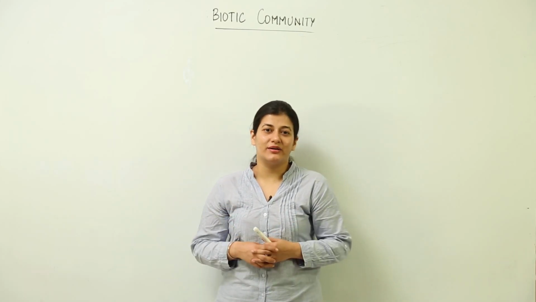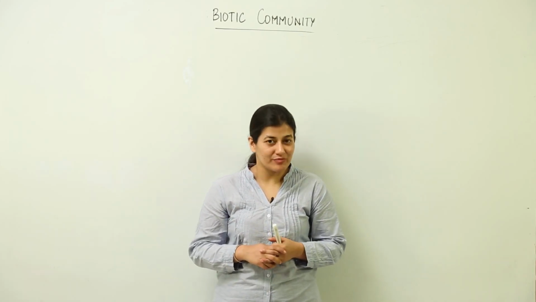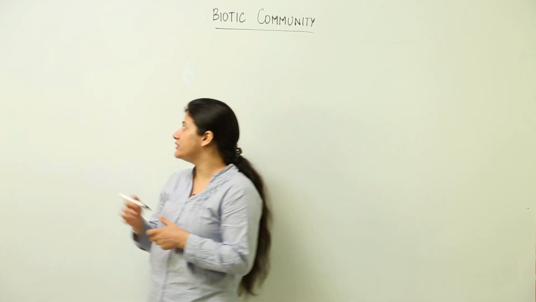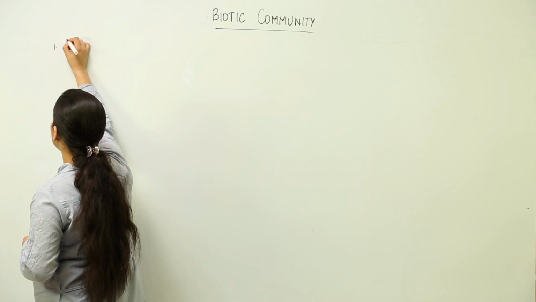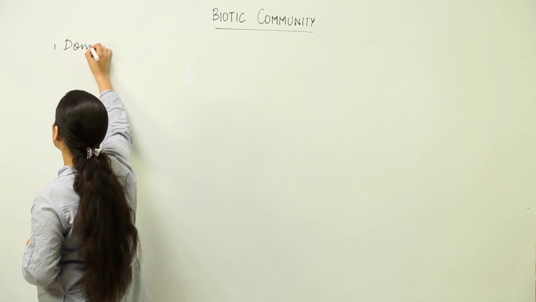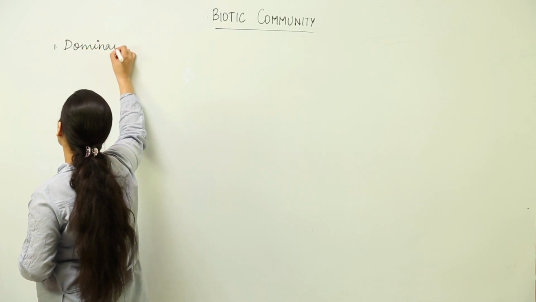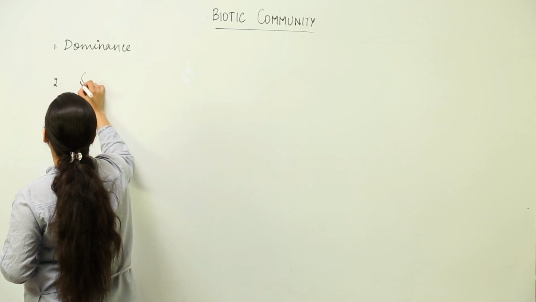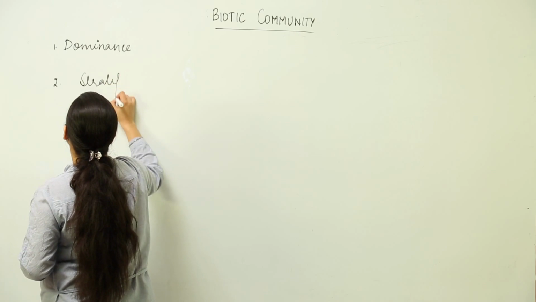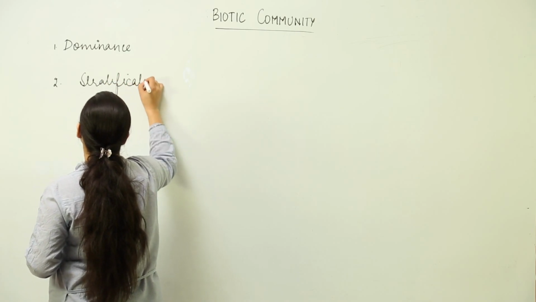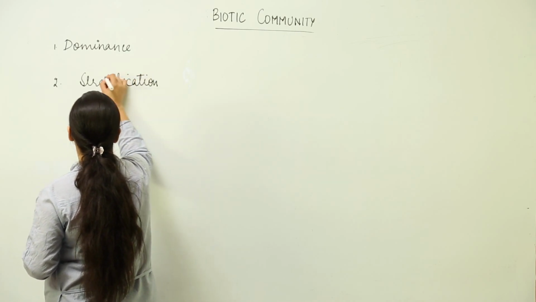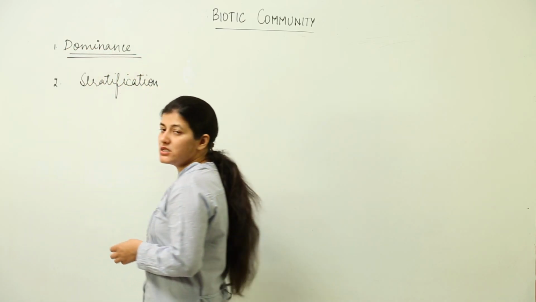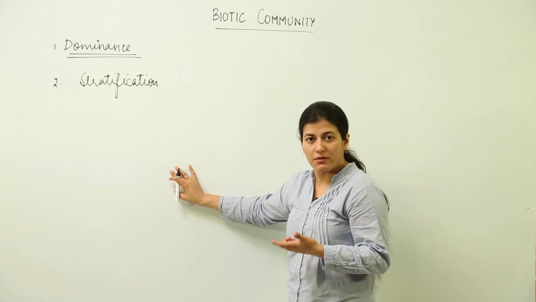Now let us talk about two terms which are of great importance in a biotic community. One is dominance and the other one is stratification. Now we have to talk about an ecosystem in terms of biotic community, and within a biotic community we are going to see what ecological dominance is all about.